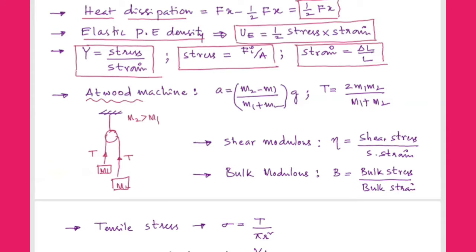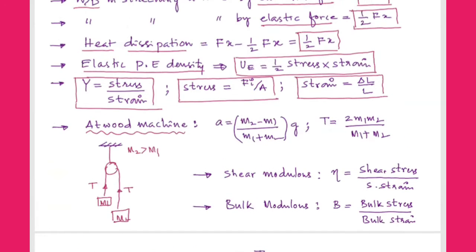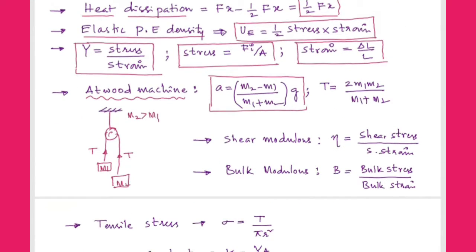Next, even a combination with elasticity is given with the Atwood machine. So for the Atwood machine, one should know the acceleration. Here are two bodies of masses M1 and M2 connected by a string and passing over a pulley. Then how to calculate acceleration? The difference of the weights divided by the total mass, that we can also say. And the tension here is 2 M1 M2 into g divided by M1 plus M2. This is nothing but the tension in the string.